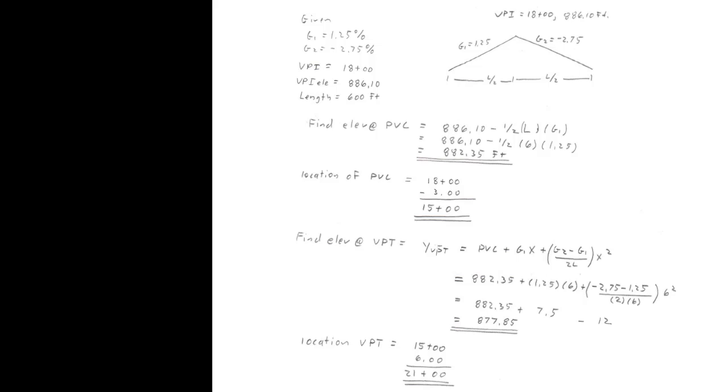Find elevation at VPT equals your PVC plus G1x plus G2 minus G1 over 2L x squared. That answer is 877.85 feet. And the location of your VPT is 15 plus 00 plus 6.00. At this point, I'd suggest that you review this problem again.